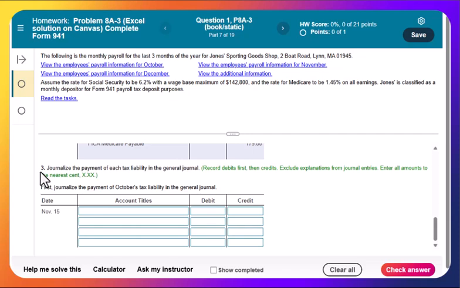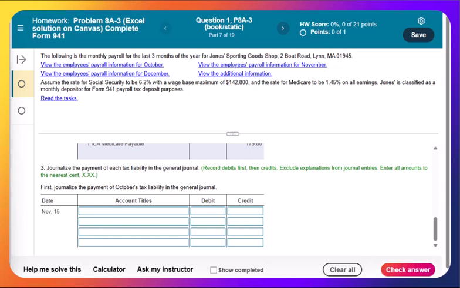Now it says Part 3. Journalize the payment of each tax liability in the general journal. Record debits first, then credits. Exclude explanations from journal entries. Enter all amounts to the nearest cent. First, journalize the payment of October's tax liability in the general journal.